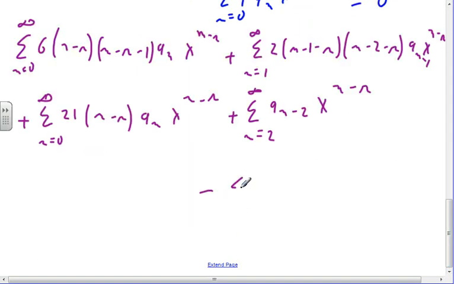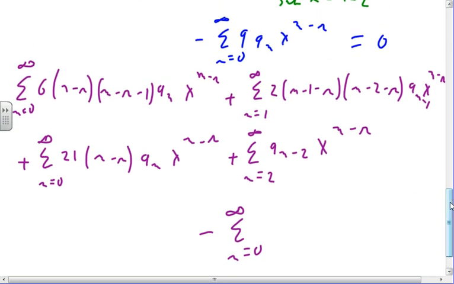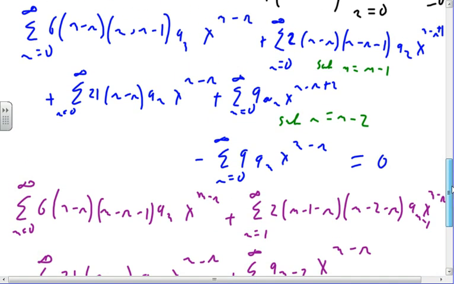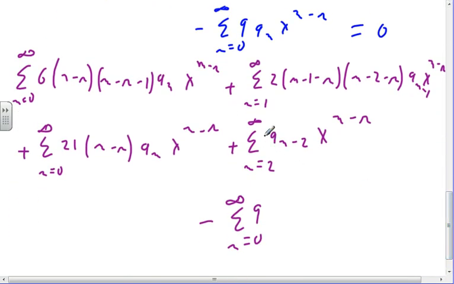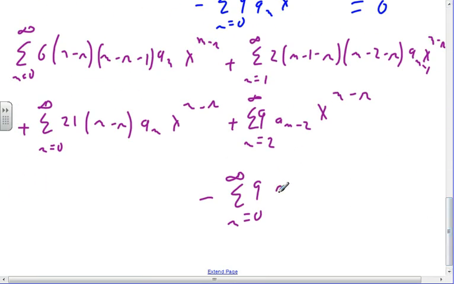And then we have minus summation n equals 0 to infinity. There's supposed to be a 9 in front of that? Oh, maybe so. Yeah, 9. There's a 9 a_n. That's nice, having 9s and a's. That just blows everybody's mind. a_n x to the n minus r equals 0.